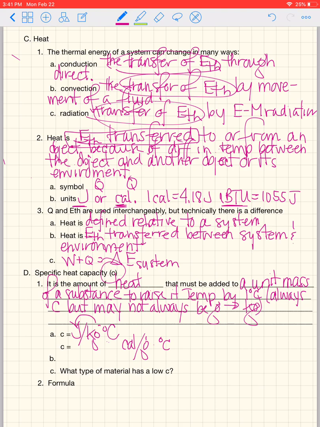Oh no, I need to tell you something else. I'm sorry. Let's finish this. The type of material that has a low specific heat capacity is going to be a metal. They heat up super fast. They cool down super fast. Low specific heat capacity. It does not take a lot of energy. It doesn't take a lot of heat to raise a gram of metal 1 degree Celsius or a kilogram of metal 1 degree Celsius. Low specific heat capacities are metal.